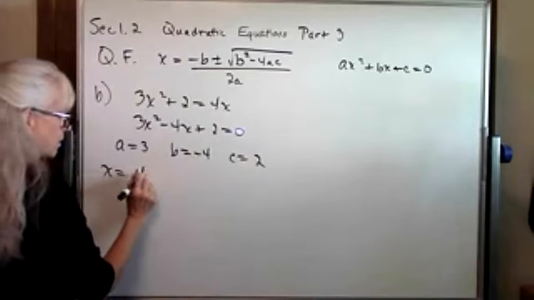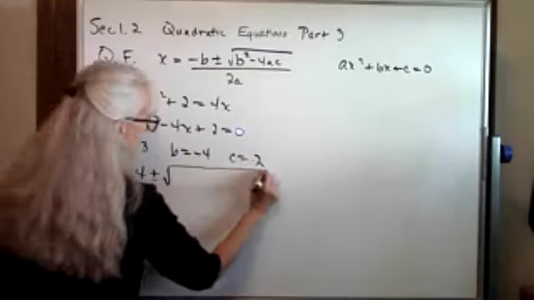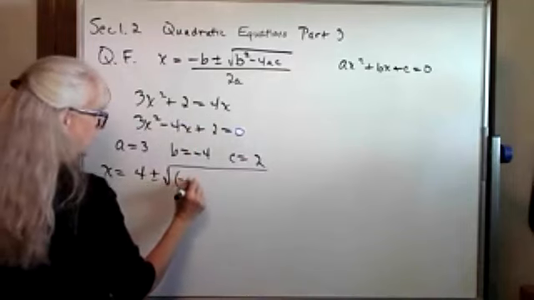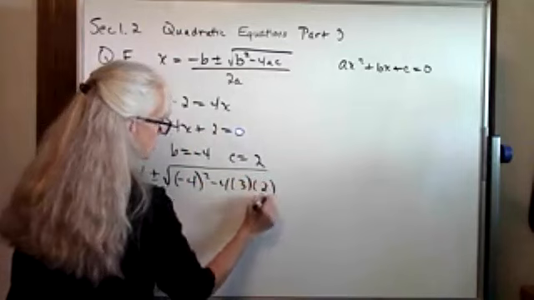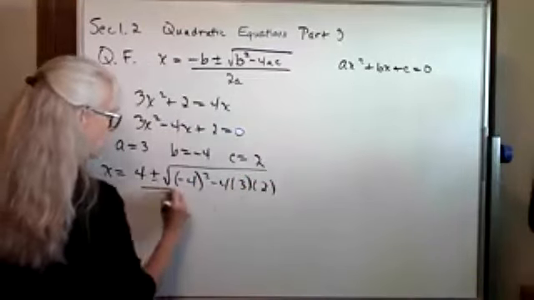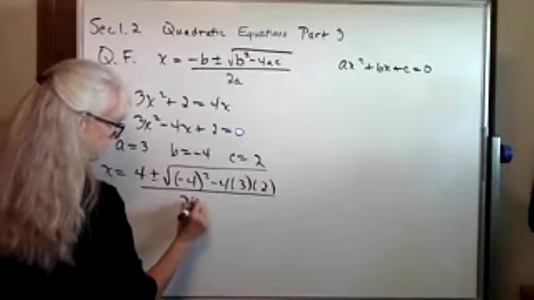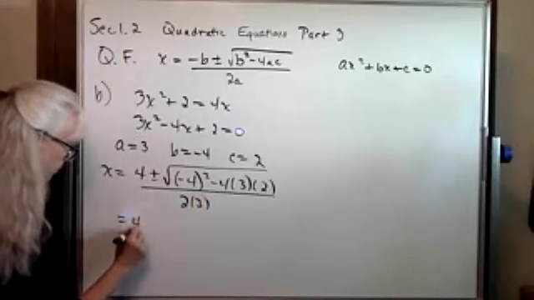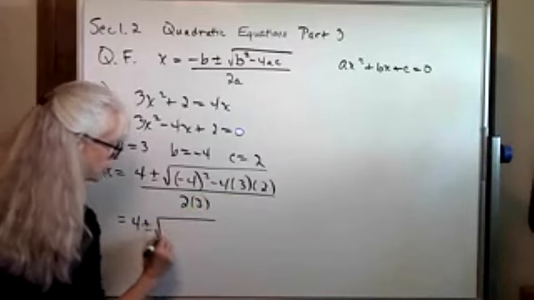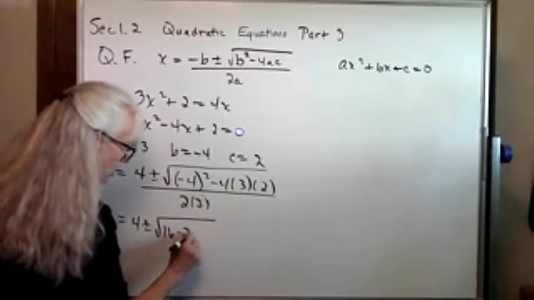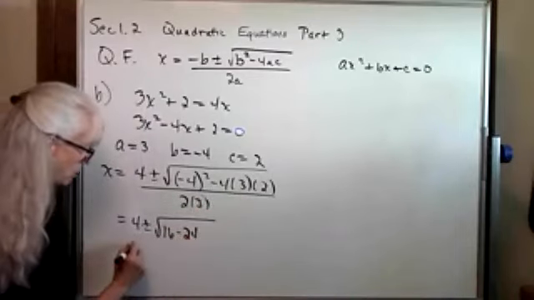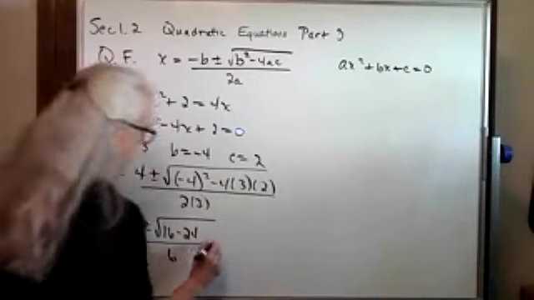That's going to make that a positive 4 again. Plus or minus the square root of a negative 4 squared minus 4 times 3 times 2. So there's 4 times a times c all over 2 times a. Inside the radical, that negative 4 squared is positive 16. 4 times 3 is 12 times 2 is 24. So that's 16 minus 24 this time, all over 6.